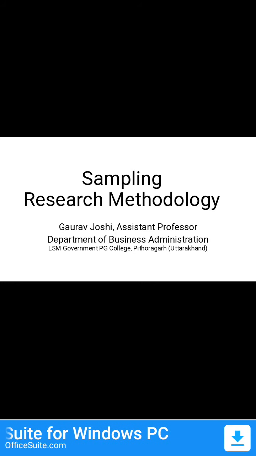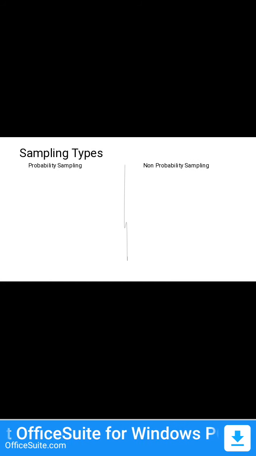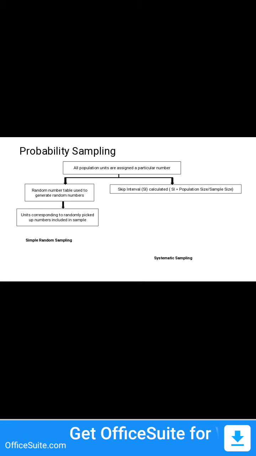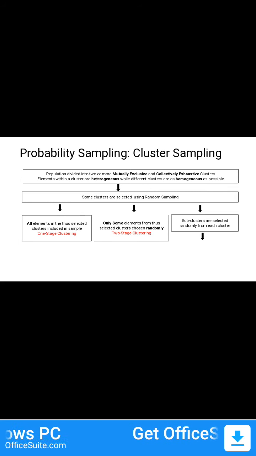Hello and welcome, friends. In this session on sampling, we have to discuss non-probability sampling and the various types of non-probability sampling techniques that are available to us. We had already discussed the differences between probability and non-probability sampling, and within probability sampling the four types: simple random sampling, systematic sampling, stratified sampling, and cluster sampling. Now we are moving on to the non-probability sampling techniques.